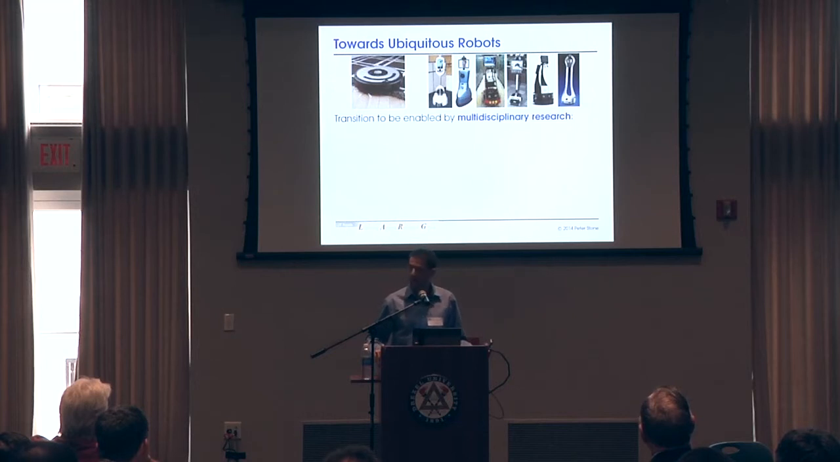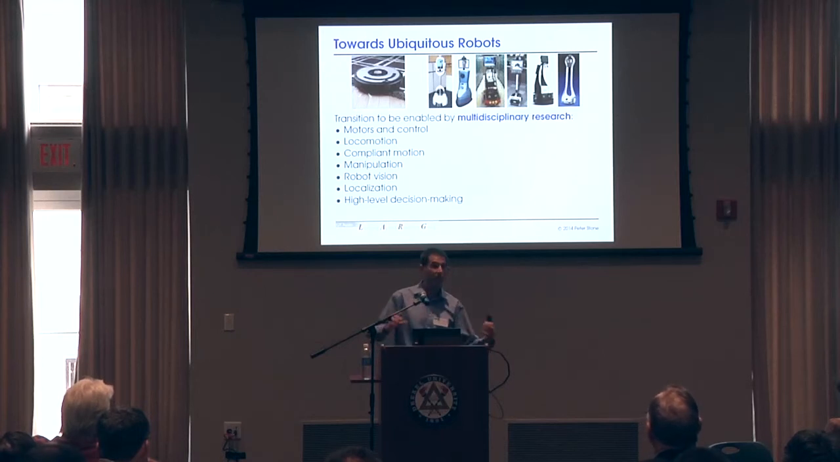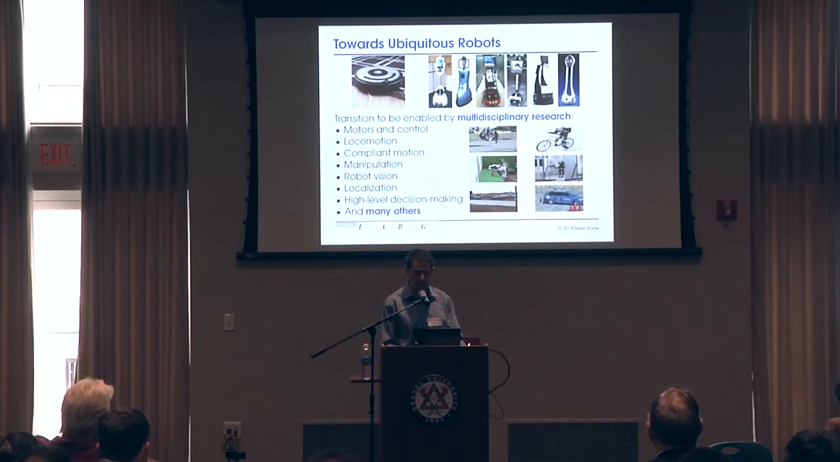But, and we were talking about this at the table here before I started, it's not going to happen due to advances in one field. This is going to be due to multidisciplinary research. It requires things that span areas such as motors and control, locomotion, compliant motion, things that typically happen in mechanical engineering departments, things that typically happen in electrical engineering departments, and of course computer science departments and schools of information. So to cover the area of robotics, it requires a pretty broad span of research. This is just a small list of the areas, to give you a view, for those of you who haven't been following, of some of the things that I've found most impressive recently.